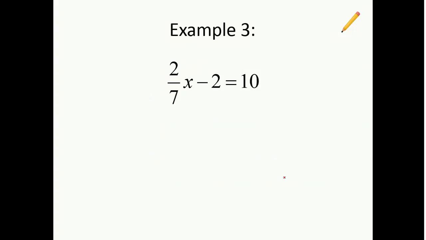Let's take a look at this last example of equations. So this 2/7 is probably scaring a few of you. Let's not look at that yet. Let's get that negative 2 out of the way. So I'm going to add 2 to both sides. Got to do the opposite, right? 2/7 x equals 10 plus 2.